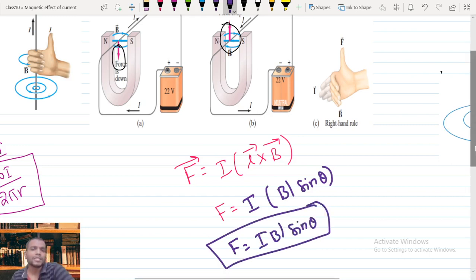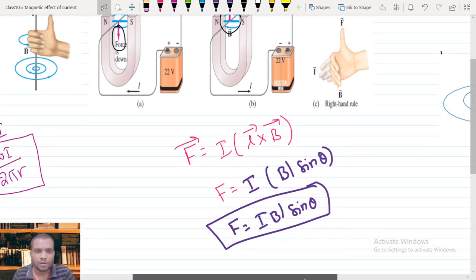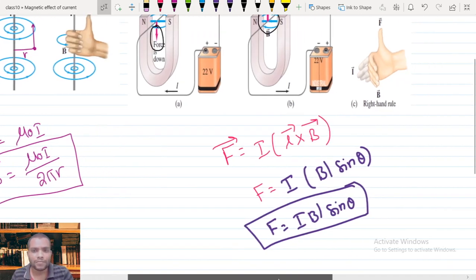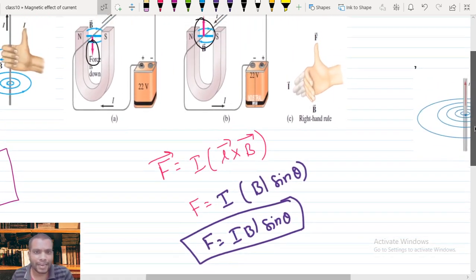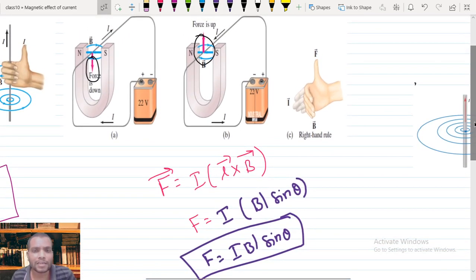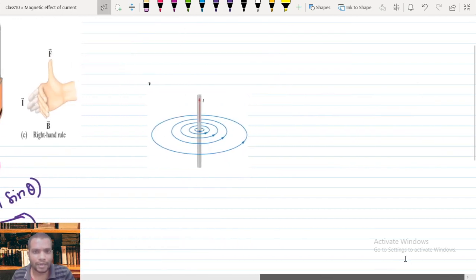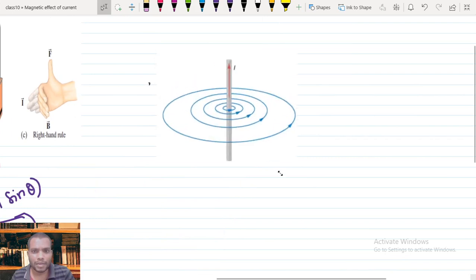These two are the basics to understand the present concept. One is the magnitude of the magnetic field due to a current carrying conducting wire, which we get from Ampere's law, B equal to mu naught I upon 2 pi r. The second is the force on a current carrying conducting wire in the presence of an external magnetic field, F equal to I B L sine theta. If you recall these two formulas, then I will go ahead to derive the force between two current carrying conducting wires.